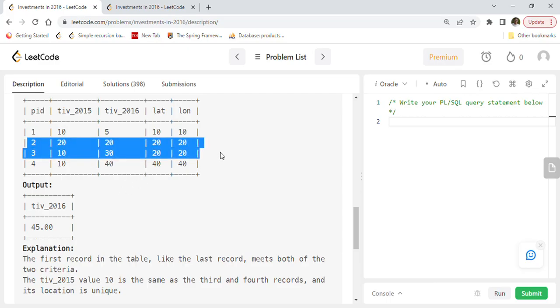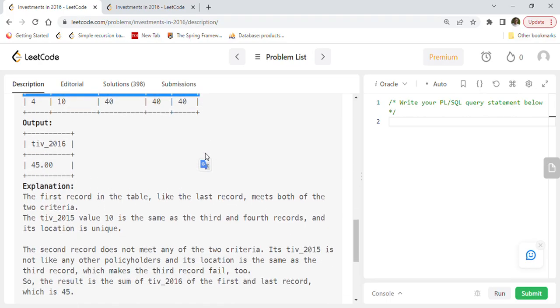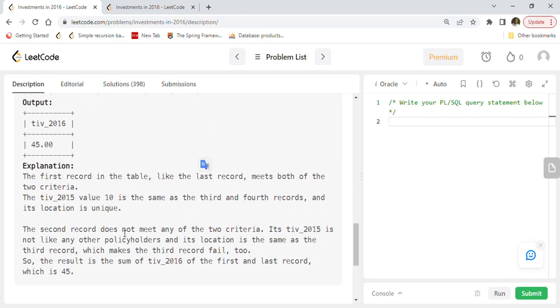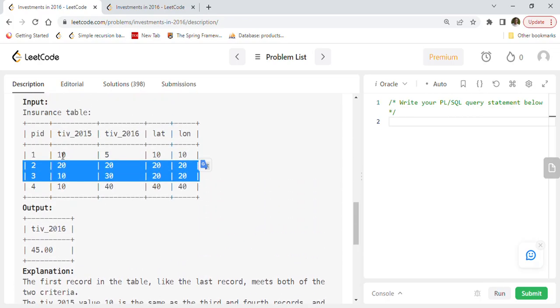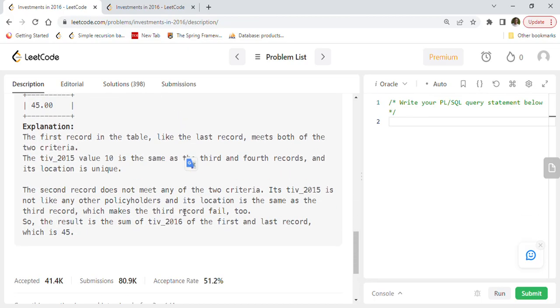Why did we not consider these two? Because their latitude, longitude location is not unique. 20, 20 appears multiple times, so you cannot consider these two records. The second record does not meet any of the two criteria because its TIV_2015 value of 20 is not appearing anywhere else, so it's not meeting the criteria. For the third record, the first criterion is met but the second criterion is not met, since the latitude, longitude is not unique. That's what they are saying here.